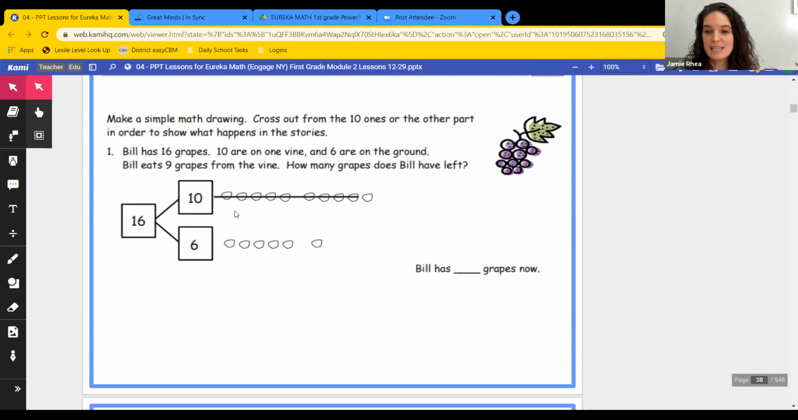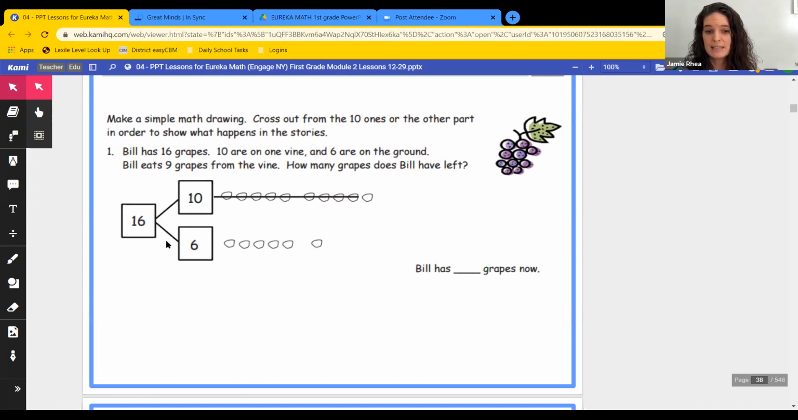Bill has 16 grapes. 10 are on the vine and 6 are on the ground. Bill eats 9 grapes from the vine. How many grapes does Bill have left? Okay, so talking about our math drawing, here's what you're going to draw first. You're going to say there are 10 on the vine. So here's your 10 that you got to draw that are on the vine. 6 are on the ground. Here's our 6 that are on the ground. See how they've already put it in our number bond? 10 and 6 equals 16.